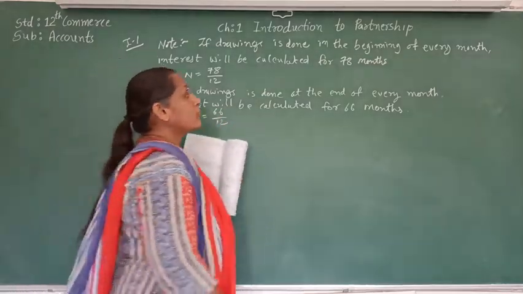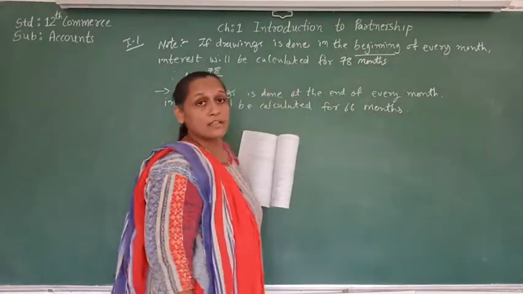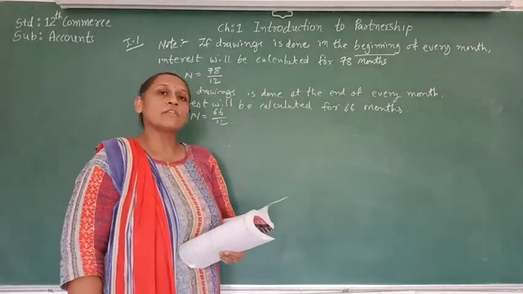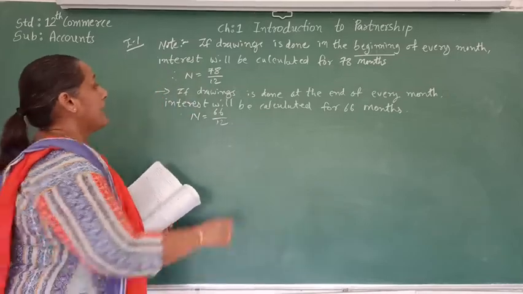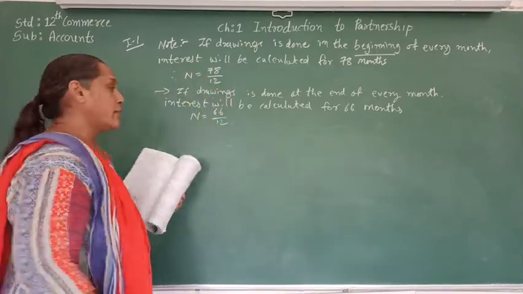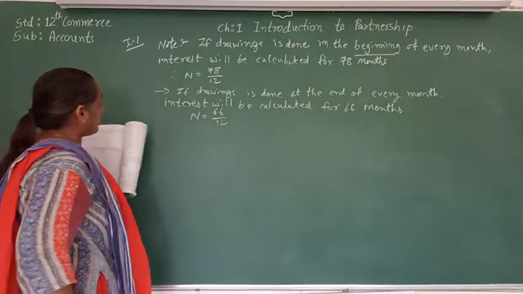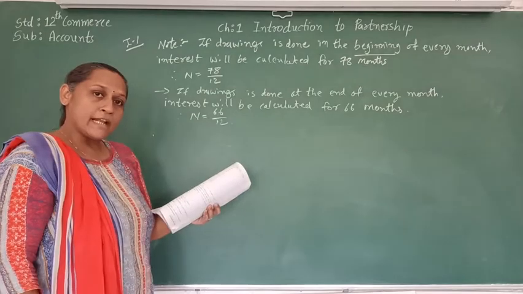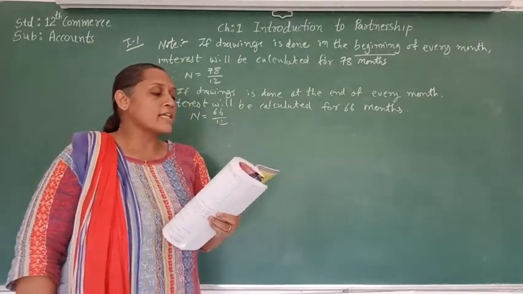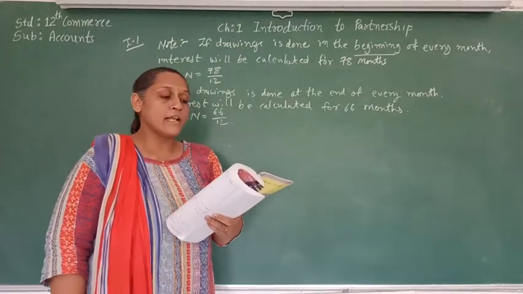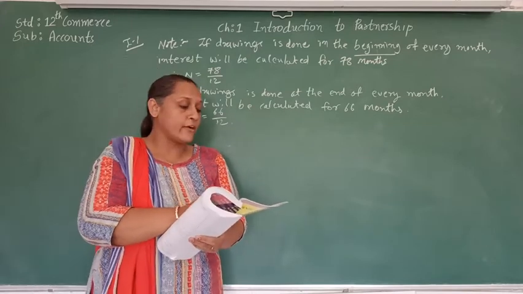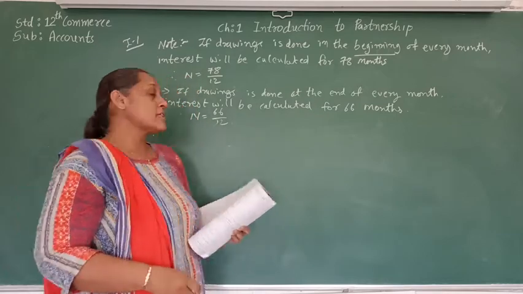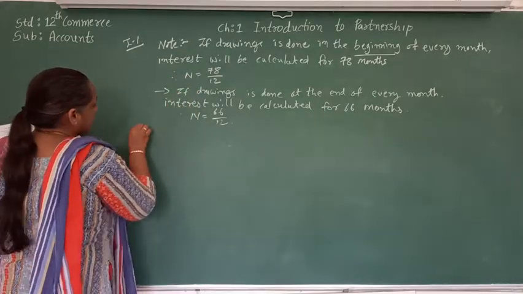So here, as it is given in the sum that Hiral withdraws 500 rupees in the beginning of every month, we are going to consider N is equal to 78 upon 12. As we know, the formula for calculating interest is I is equal to PRN upon 100. Here they are asking that if 10% per annum interest is chargeable on drawing, determine annual drawing and interest on drawing. So the very first thing we have to calculate is the annual drawing.